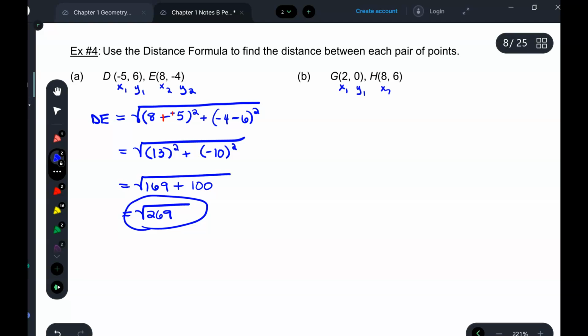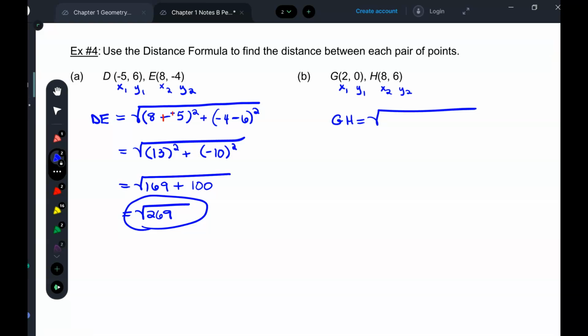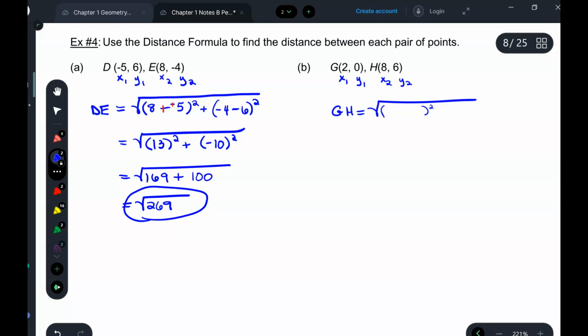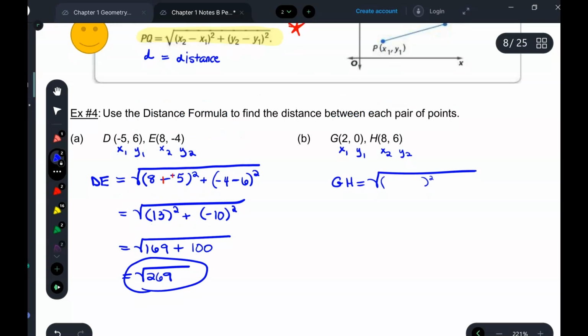Okay, let's go ahead and try this one. So this one has points G and H. We don't have a lot of time to slow down because I need to get to midpoint yet. Listen, just keep referring back to that formula.